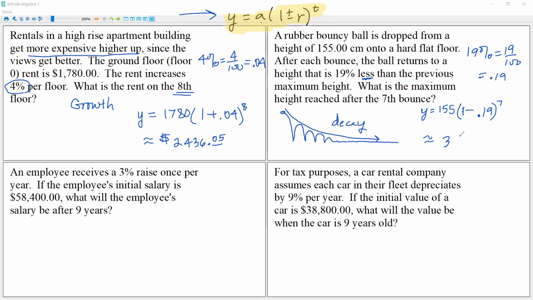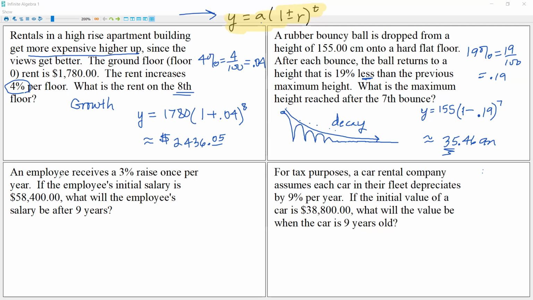It ends up being about 35.46 centimeters. Now, this did not tell us how to estimate or round the answer. So if you were thinking about 35 centimeters, that's fine. Somewhere in there. So it makes sense. If it starts out at 155 centimeters, after several bounces it's only going to be a little bit off the ground, not quite as high off the floor. All right, so we've got growth and we've got decay.